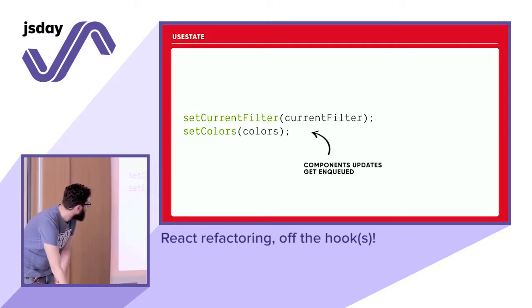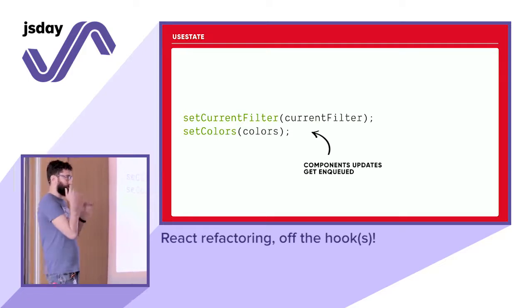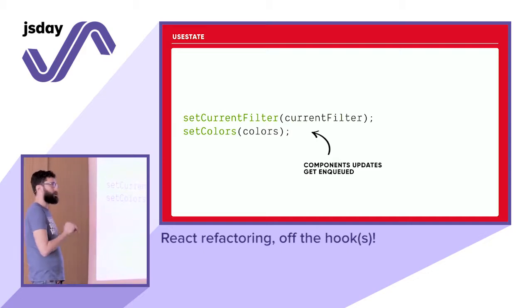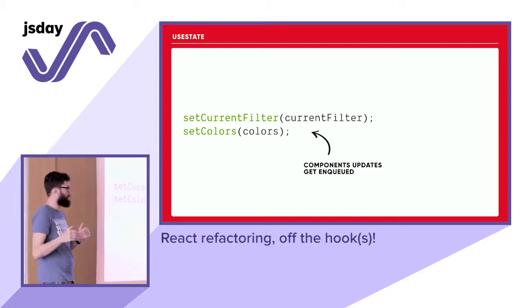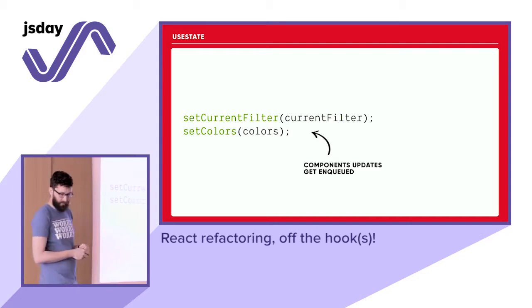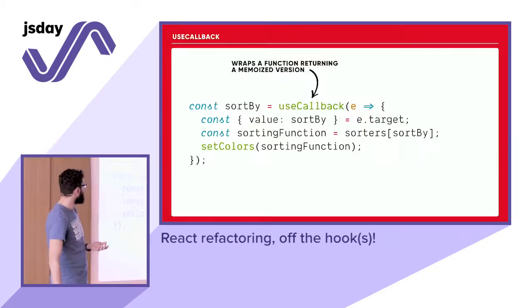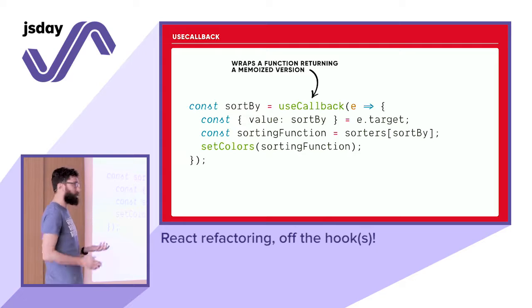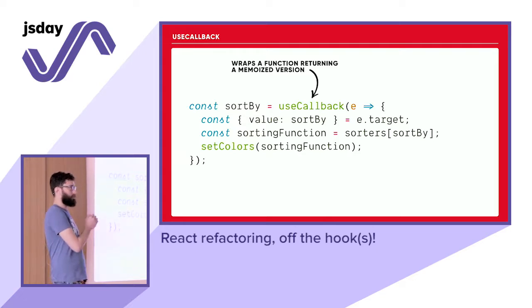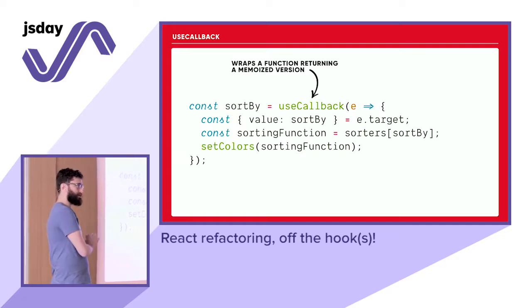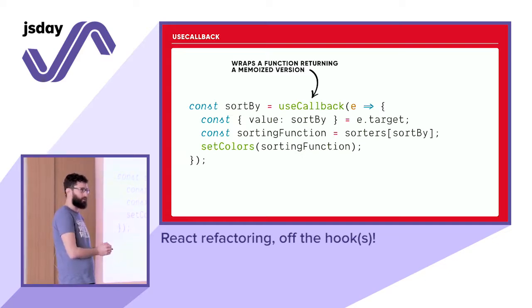And you can run a few setStates in a row, because they get enqueued, so it wouldn't trigger several renders. It would be just one at the end of it. The other one we saw is useCallback. And as I mentioned, useCallback wraps the function and returns a memoized version of it. So it would be exactly the same function, not a new variable that gets defined every single time. And so it wouldn't trigger a re-rendering if you use React.memo or a pure component in your children components.